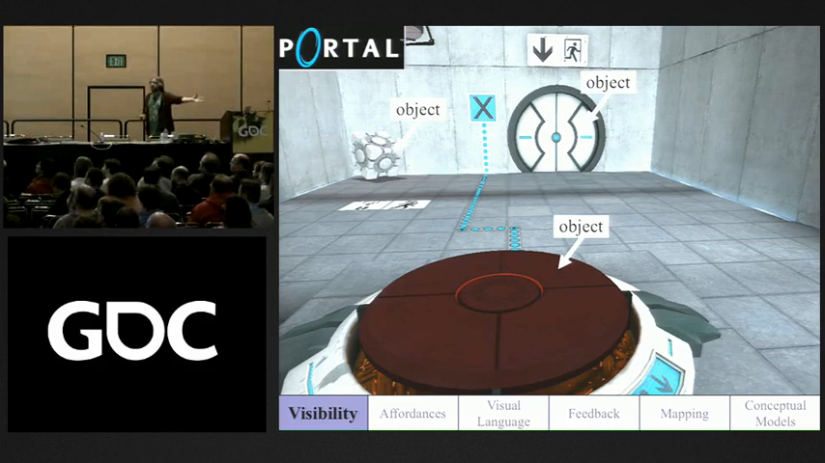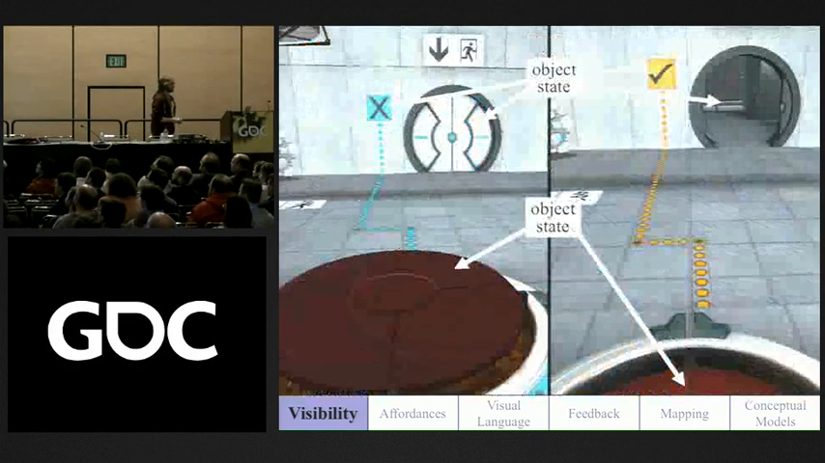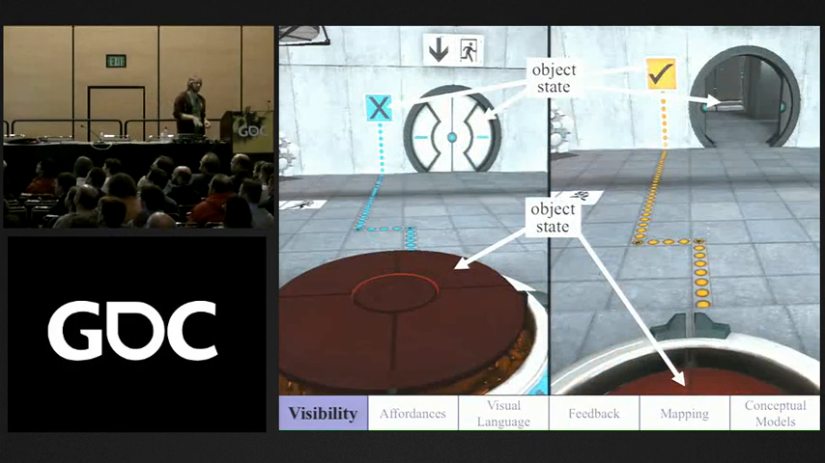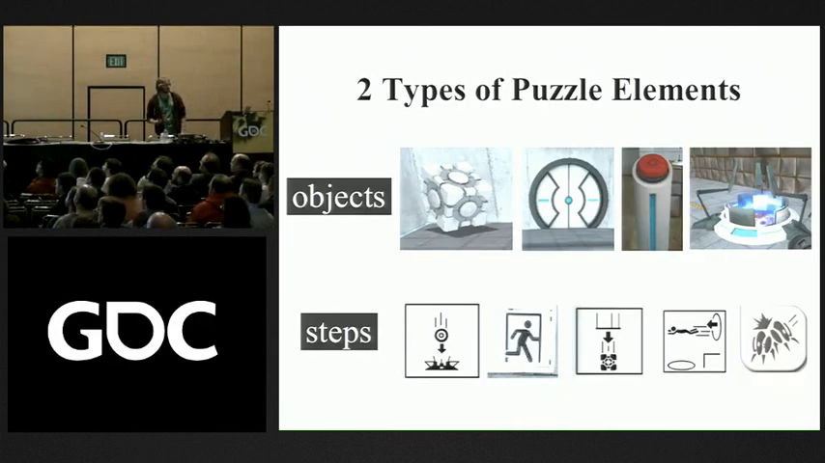So here's the first room in Portal, and all the parts of this puzzle are very visible. You can see them. And as a matter of fact, the states of these objects is very visible. You know if that button is up or down. You know if the door is open or closed. And there's a couple different ways to see whether the door is open or closed.